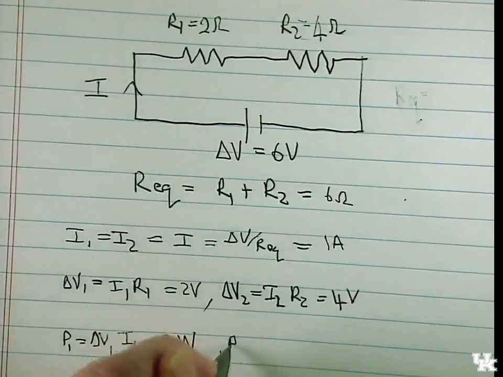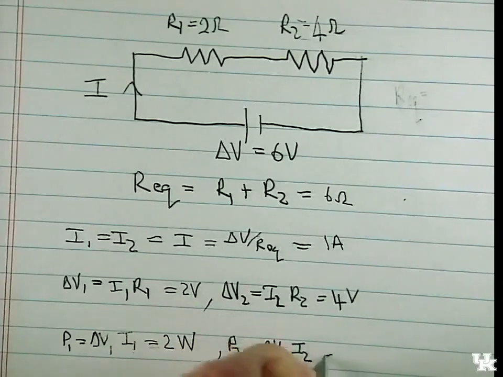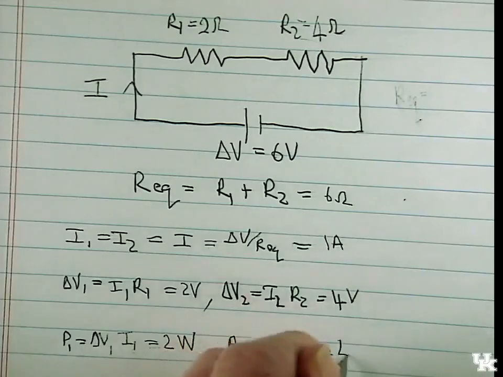And the same thing for the resistor on the right. Power 2 is the product of the voltage across the second resistor and the current through the second resistor. I know this one too, that's 1 amp times 4 volts, so that is 4 watts.